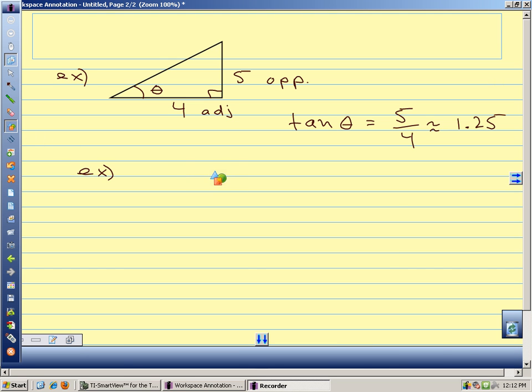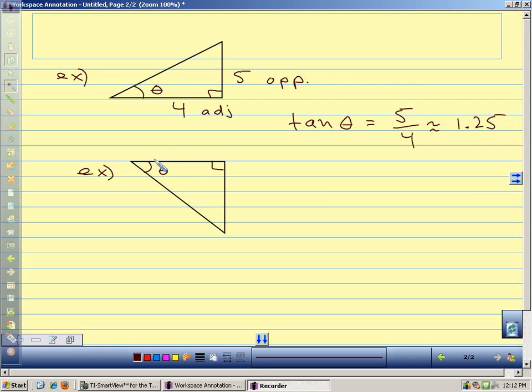Let's look at another example. We'll do it a little differently this time. We'll draw the triangle this way. And this time, this is our angle theta. This is 7. And this is 3. And we want to find the tangent ratio for the angle.